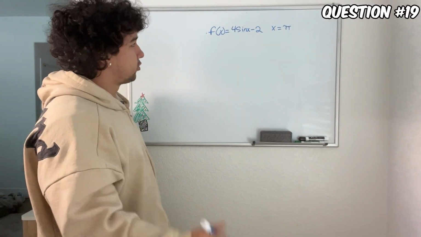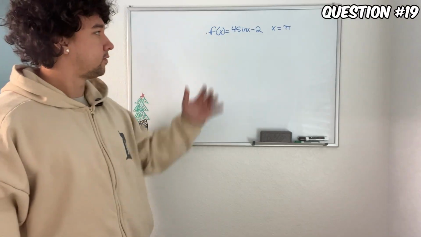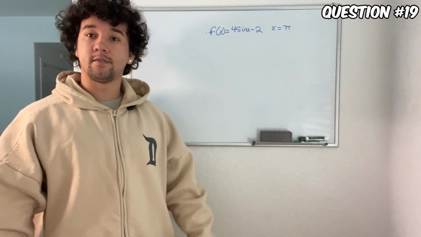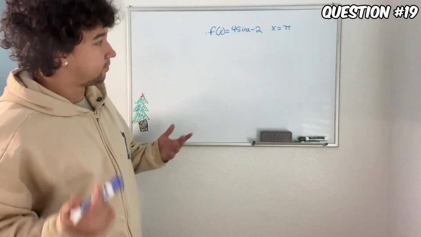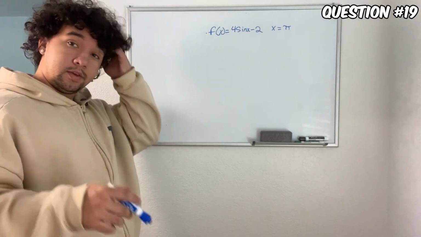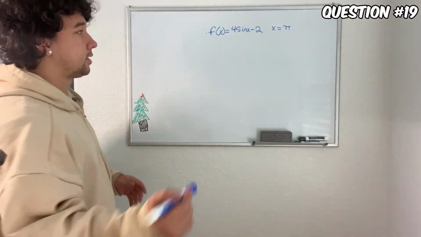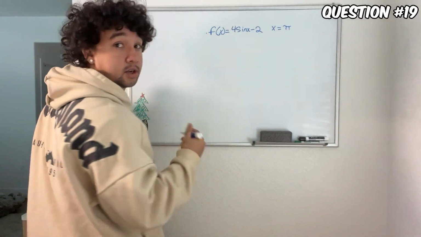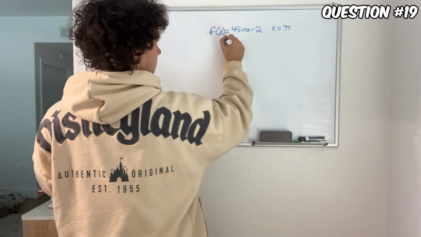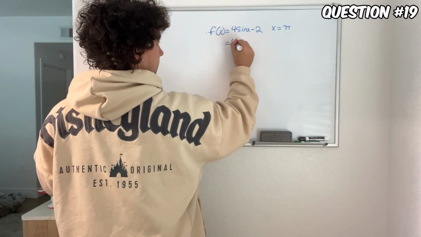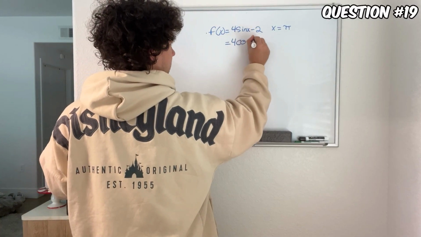All right, a little bit of a weird one now. I have this 4 sine x minus 2, same thing, I have to find the tangent line here. Let's get to it. Even though it looks weird, I'm going to do the same exact thing. I'm going to take the derivative first. The derivative of sine is cosine. This eradicates itself. There's nothing really crazy here. I just get 4 cosine x.